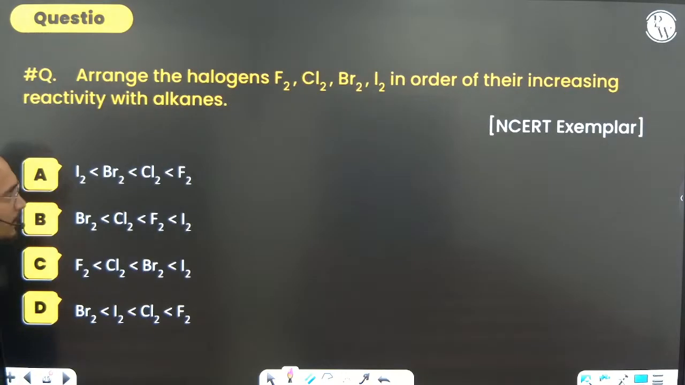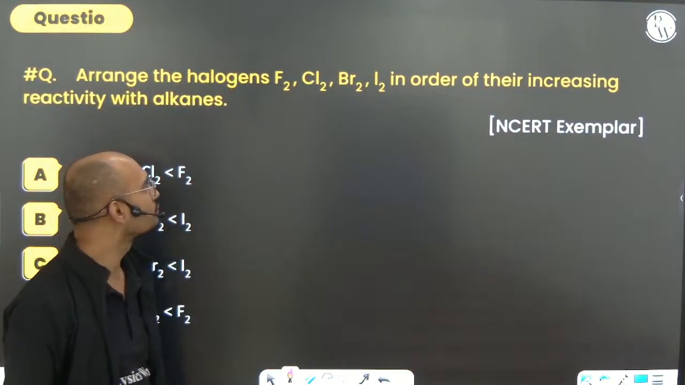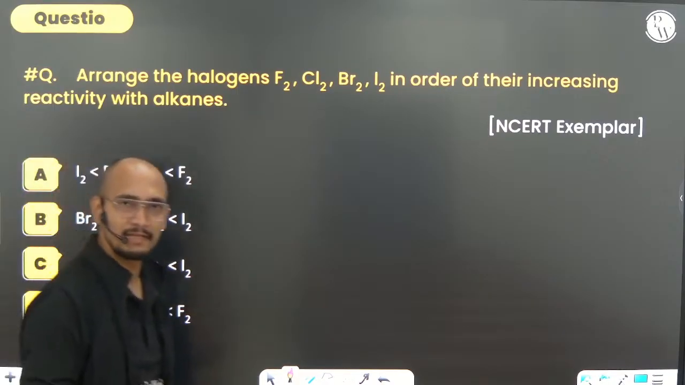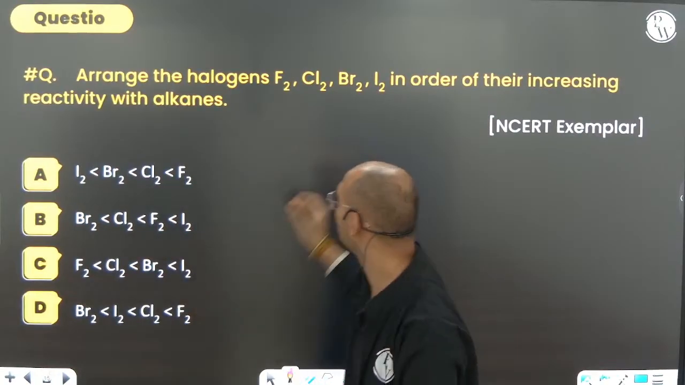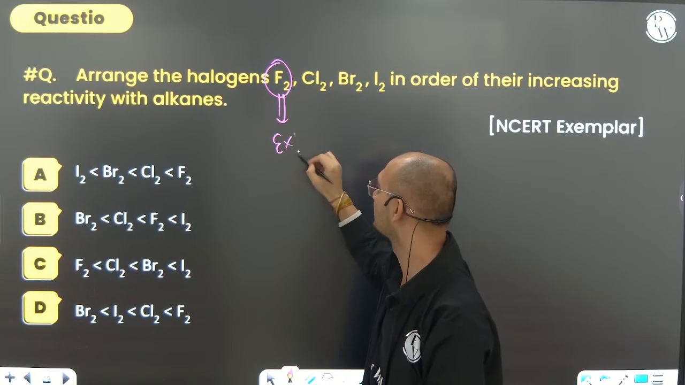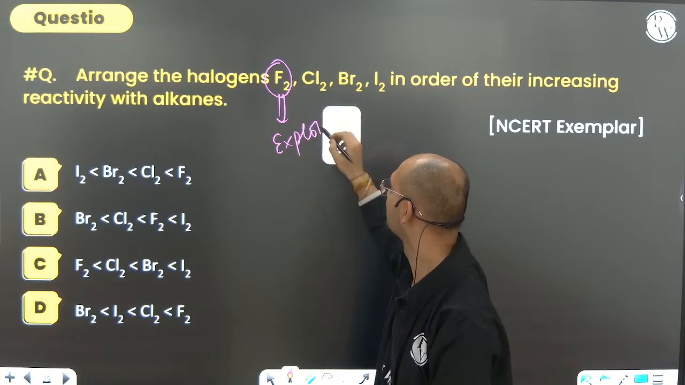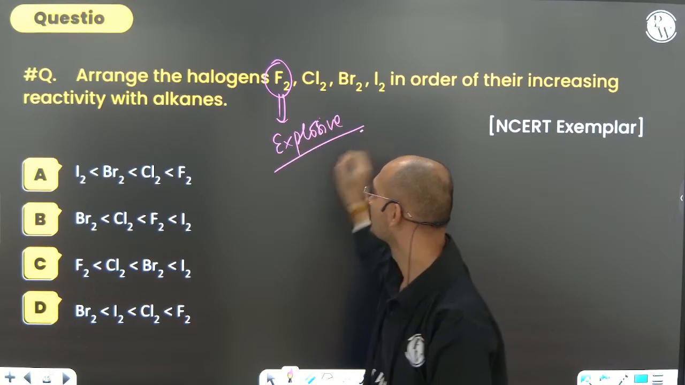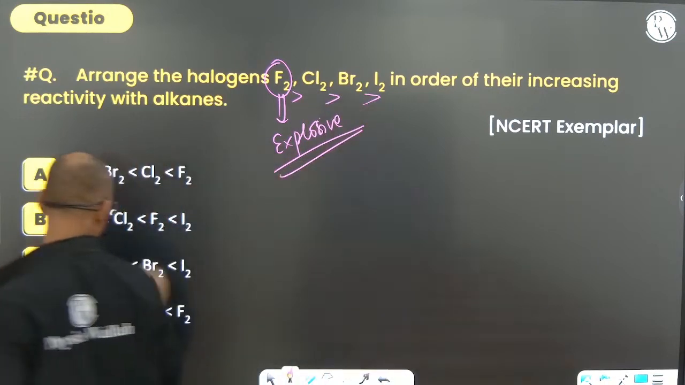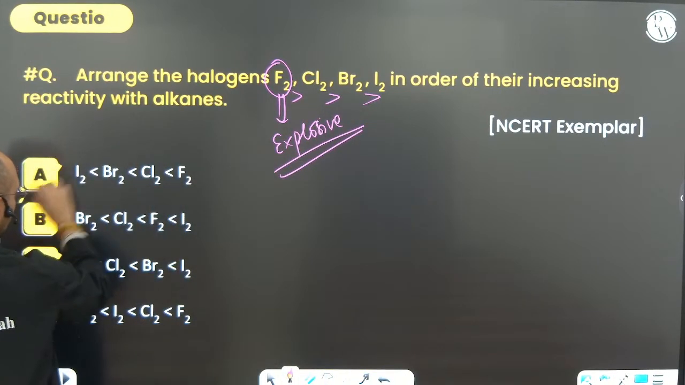Okay, again. Arrange the following halogens F2, Cl2, Br2, I2 in order of increasing reactivity with alkanes. देखो यार, alkanes के साथ reactivity के लिए always remember that F2 is maximum. It is so reactive. It is explosive in nature. So maximum is F2, then Cl2, then Br2, then I2. So increasing order is I2, Br2, Cl2, F2.